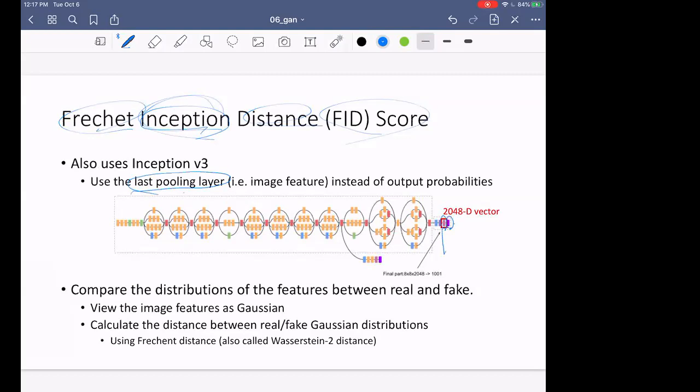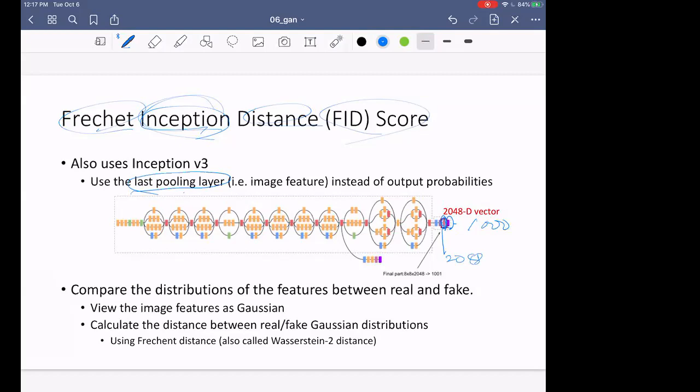Suppose that this gives you a 1,000 dimensional output because your Inception model is generating 1,000 output classes. Right before that, this is the penultimate layer here. You take this hidden representation as an image feature, and this happens to be a 2048 dimensional vector. That was how the Inception version 3 model is configured. It uses a 2048 dimensional vector in the layer right beneath the output layer.